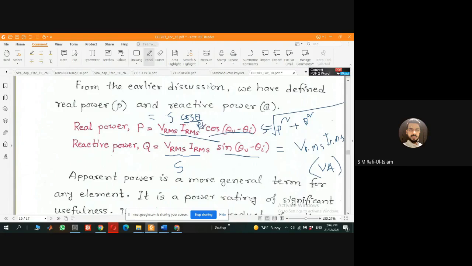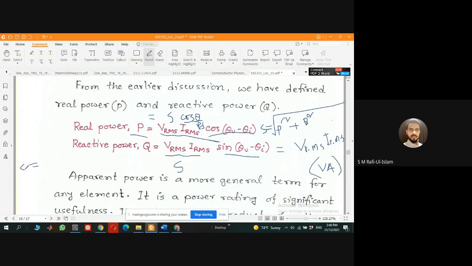So if I have the power factor, and I know the apparent power, and I multiply both, then we'll get to know the reactive power. And once we know the real power, then we can calculate the reactive power using this formula, S sine theta.